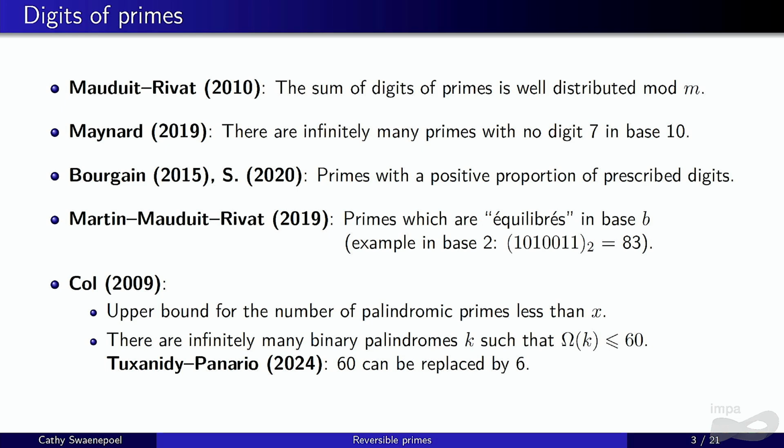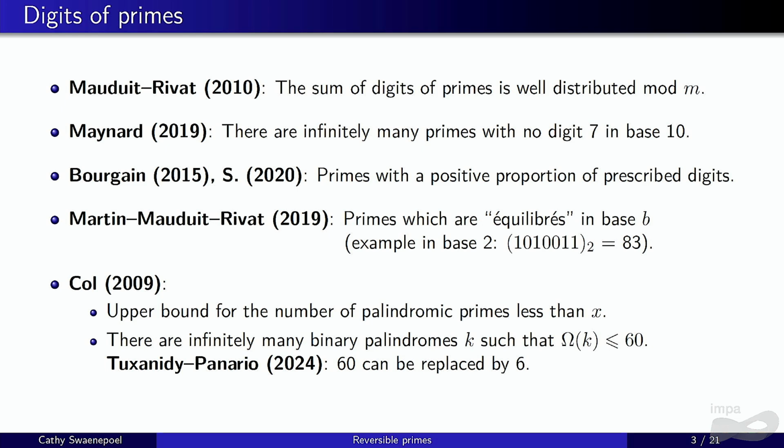Then I mention a result which is maybe less frequently mentioned. This is a result by Bruno Martin, Christian Mauduit, and Joël Rivat, where they study primes which are called in French équilibrés in a given base. I give an example here. In base 2, 83 is a prime. Its base 2 expansion is 1, 0, 1, 0, 0, 1, 1.